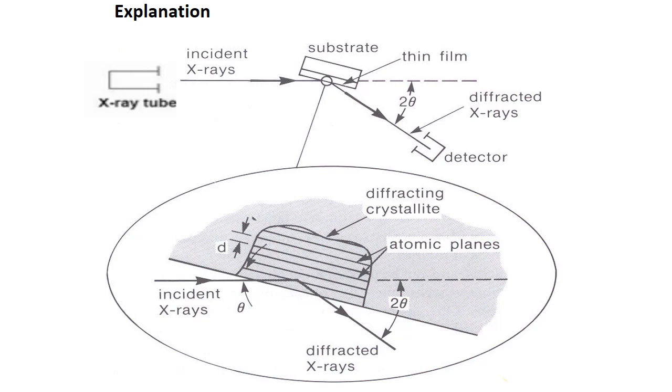On the left side of this diagram, an X-ray tube is present, which is the source of X-rays. These X-rays are incident on a substrate. When these rays hit the substrate, there are two beams. One is shown by the dotted line and the other is shown by the full line with an arrow. The dotted line shows the transmitted light, and the full line, which is going towards the detector, shows the scattered light.